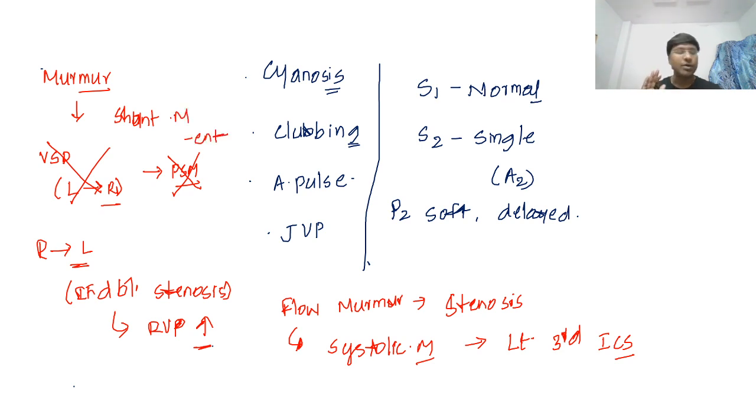Okay, so this is about the auscultation aspect in patients with tetralogy of Fallot. First heart sound is normal. Second heart sound is a single heart sound, only A2 will be heard, whereas P2 becomes soft. Why? Because of the stenosis, and it will also be delayed, and it may be inaudible also. And if you take the murmurs, the shunt murmur is absent. They will have only the flow murmur, which is nothing but your systolic murmur.